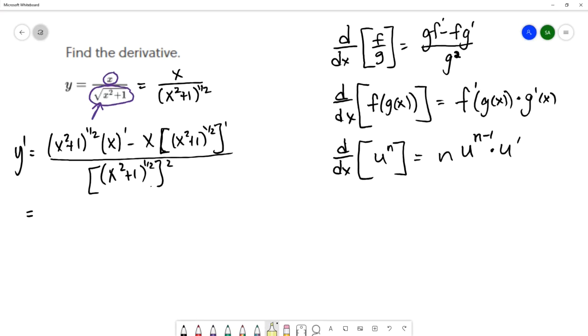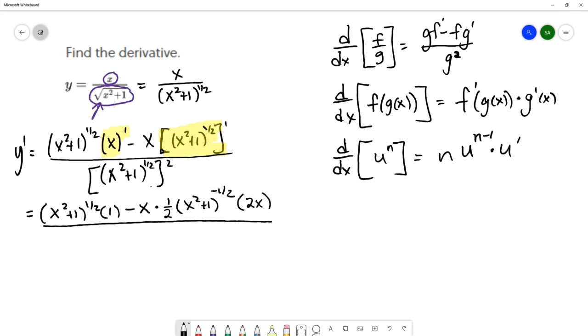So now I need to calculate these derivatives. To continue, I'm going to copy down x squared plus 1 to the 1/2 power. The derivative of x is 1. And then I'll use the chain rule or the general power rule to calculate the derivative of x squared plus 1 to the 1/2 power. So I'll bring that power down, leave the inside alone, take 1 away from the power, so that's negative 1/2, and I'm going to chain by multiplying by the derivative of the inside.